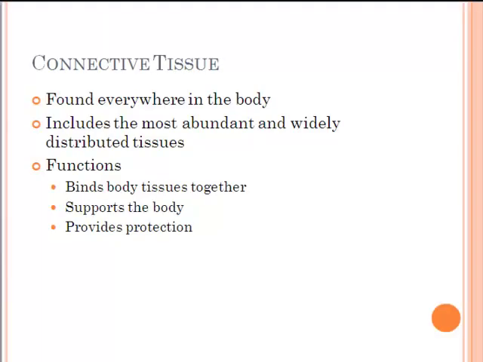So a few things about connective tissue. It's found everywhere in the body. It has the most abundant and the most widely distributed tissues. So I mentioned that our epithelial tissue in our skin, underneath that is a layer of connective tissue. And that's everywhere in our skin we have that layer as well. The functions: it binds body tissues together, supports the body, and helps provide protection as well. So you kind of get that out of this idea of connective tissues. It's binding everything together, holding everything together.